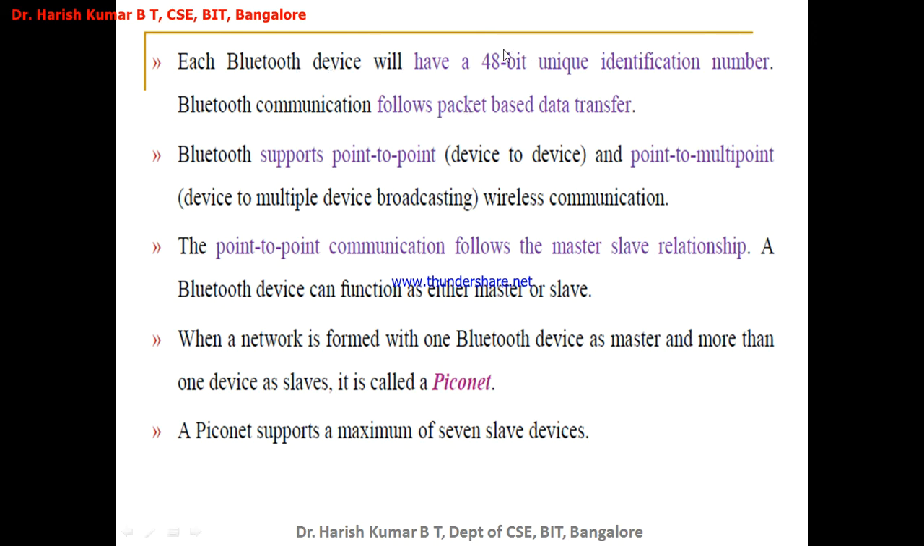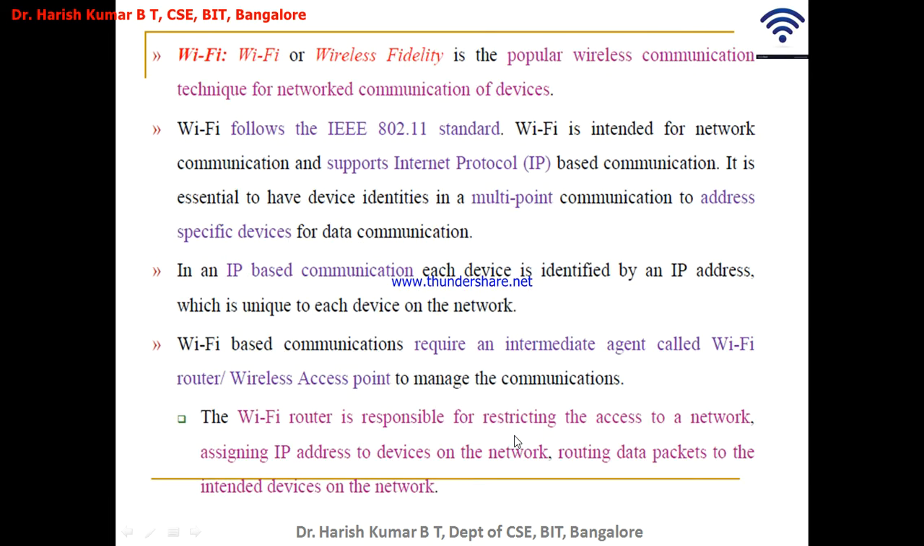And every Bluetooth device has a 48-bit unique identification number, and this is the number used for uniquely identifying Bluetooth devices. Point-to-point communication follows the master-slave relationship. When a network is formed with one Bluetooth device as master and more than one device as slaves, it is called a piconet. There can be a maximum of 7 slave devices, not more than that.